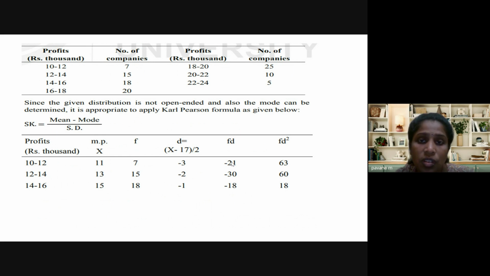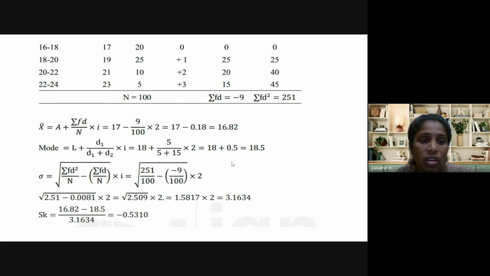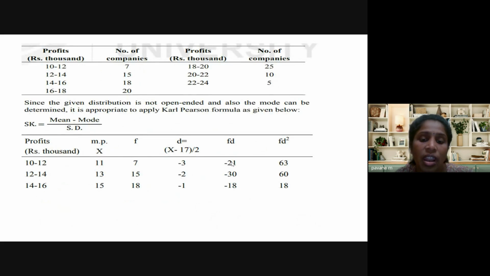So this is an odd distribution. In an odd distribution, the central midpoint is the auxiliary point. That means the central class interval is 16 to 18. The 16 to 18 class interval is the fourth position in seven observations, so that is the middle of the distribution. In that 16 to 18 classification, the middle point is 17. So 17 is taken as a.